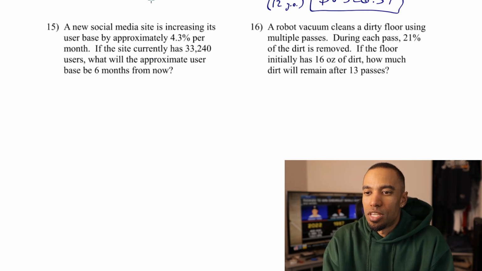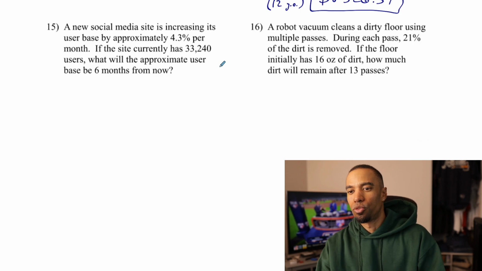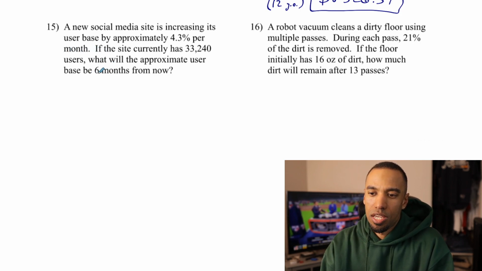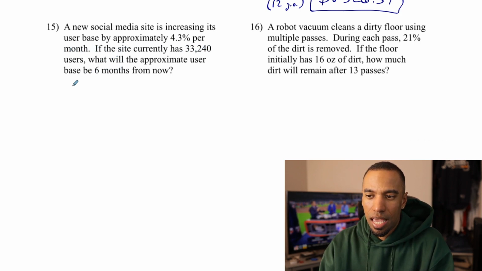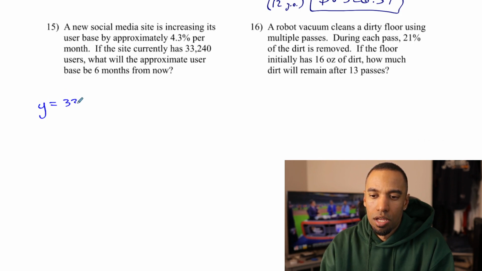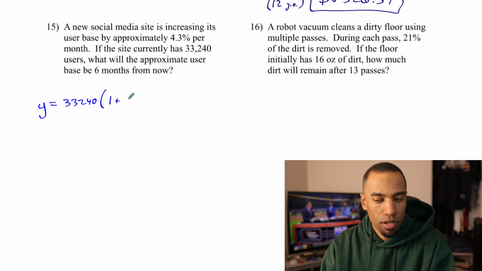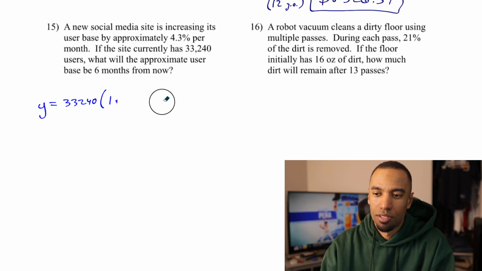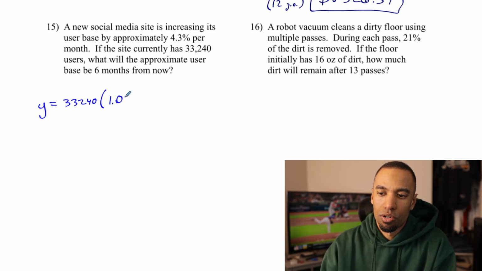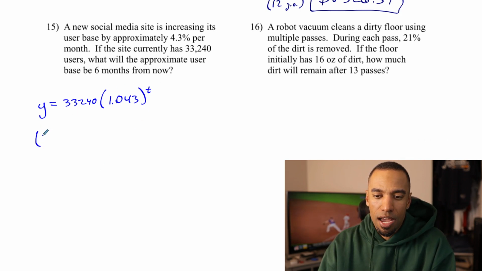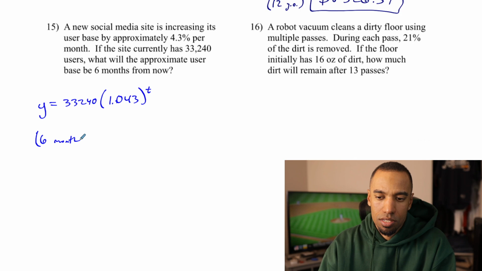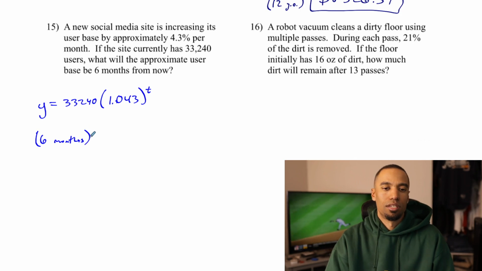All right. Number 15. A new social media site is increasing its user base by approximately 4.3% per month. So months here, and 6 months from now, if the site currently has 33,240. 33,240 times, we're going to do 1 plus, not 4.3, but 0.043, right? 1.043 to the t power. T is in months, so 6 months from now, 6 months.